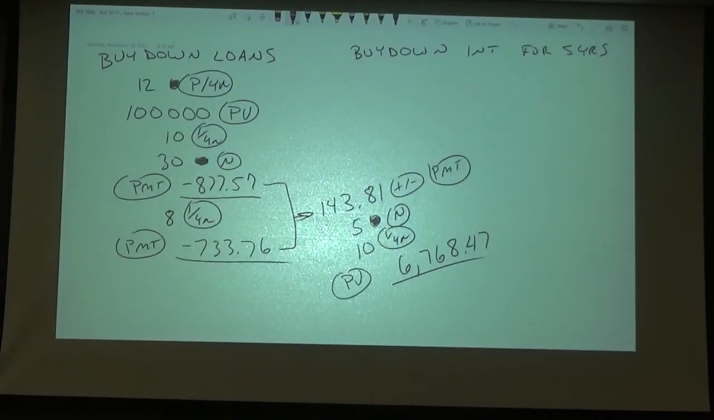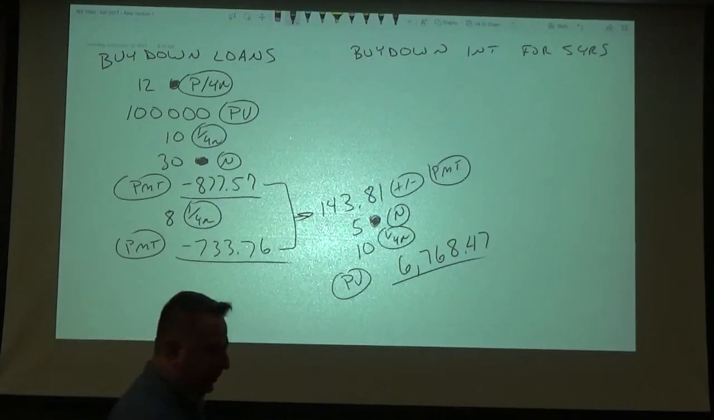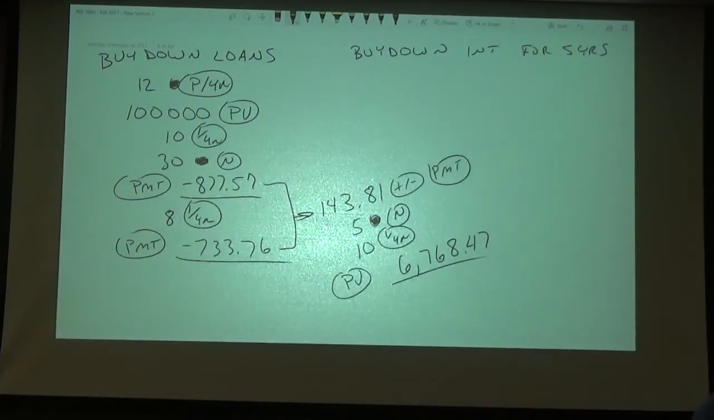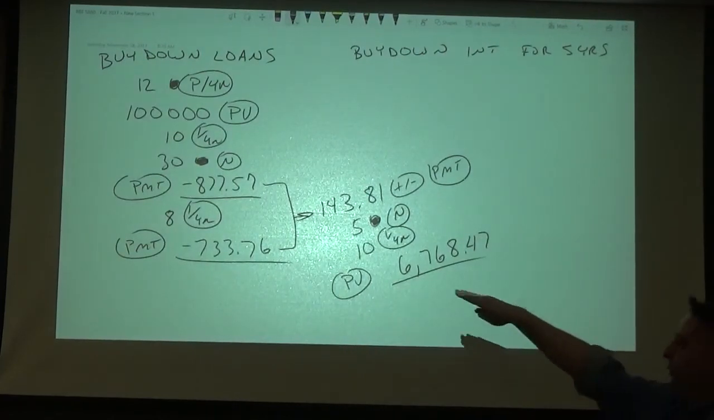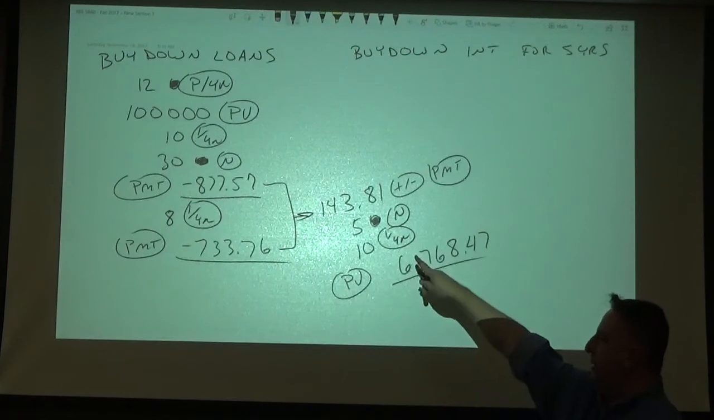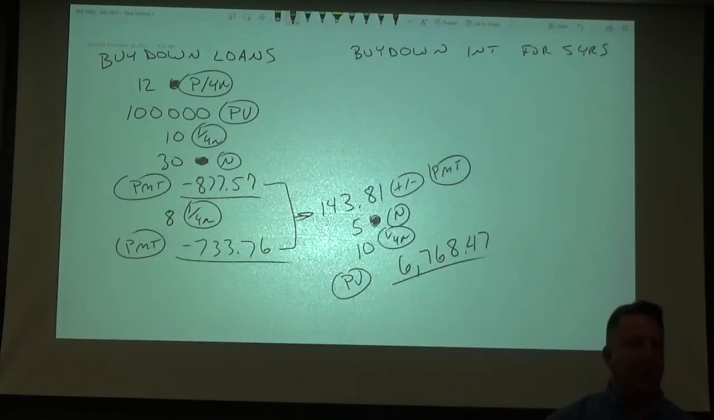So what has to happen? Let's just make sure that we're clear on this. At the beginning of all of this, the developer is writing a check to the lender for $6,768.47. Okay? That is allowing the lender to lower the interest rate to 8%, but still maintain their yield of the 10%. Does that make sense?